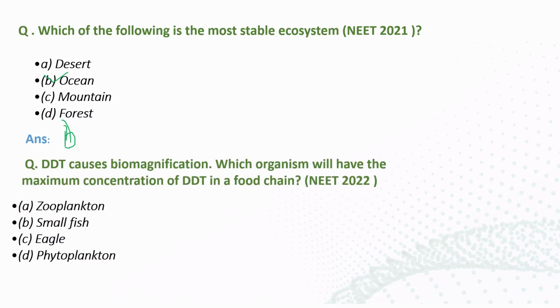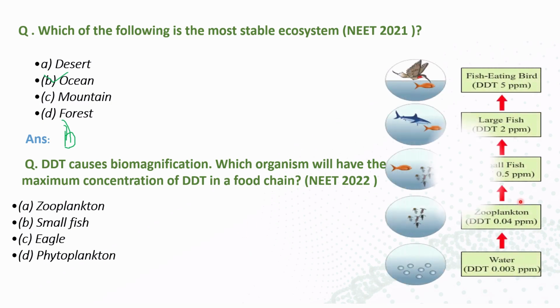Here they have asked the question from biomagnification actually. Okay, so first of all we should know what it is. The question they have given is: DDT causes biomagnification. Which organism will have the maximum concentration of DDT in a food chain? So here they are asking about biomagnification caused by DDT, and among these organisms you have to say which has the maximum concentration of DDT, in the food chain itself.